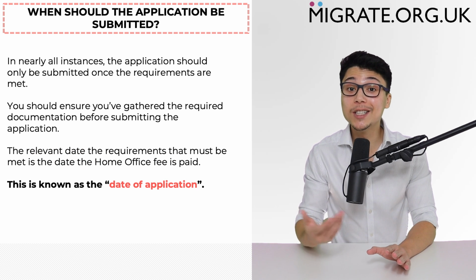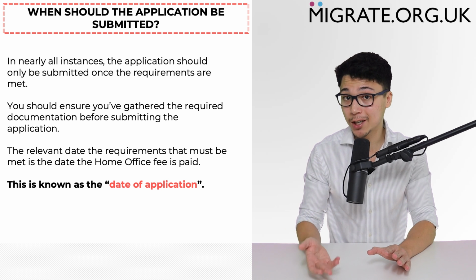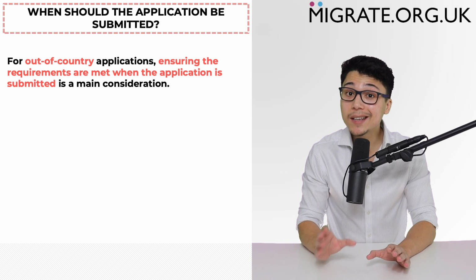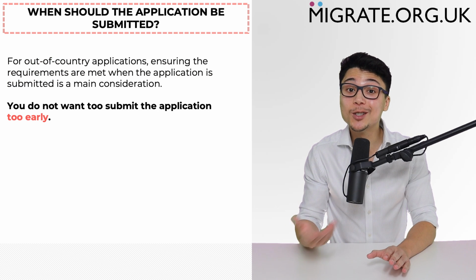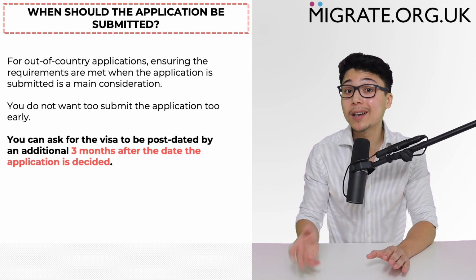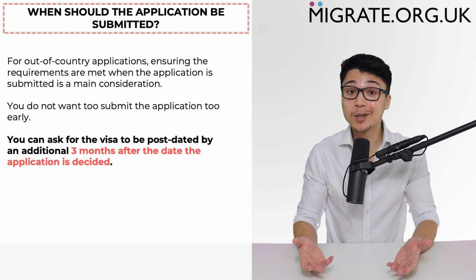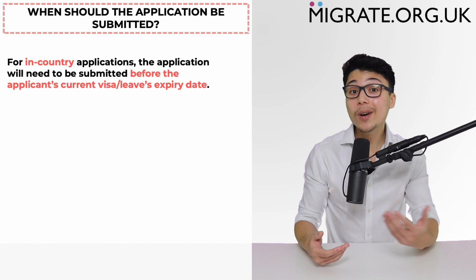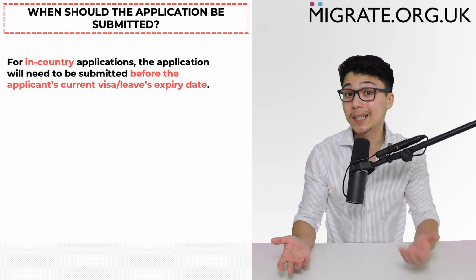The date of application can be checked by downloading a PDF copy of the online application form on the online application form website. For out-of-country applications, ensuring the requirements are met when the application is submitted is a main consideration when considering when to submit the application. And also, you don't want to submit the application too early, as you can generally only ask for the 90-day entry clearance visa to be post-dated by an additional 3 months after the date the application is decided. So, being aware of the current processing times is helpful here and is something that we discuss on our website migrate.org.uk.